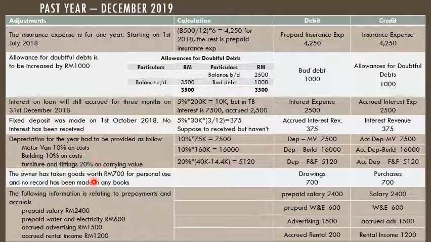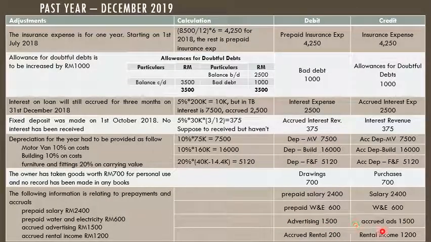Alright, and then the owner has taken goods worth 700 for personal use and no record has been made in any book. So debit drawings, credit purchases. And then for this prepayment and accruals, prepaid salary adalah asset, letak sebelah debit. Prepaid water and electricity adalah asset, letak sebelah debit. So kreditnya adalah expense tersebut lah. Accrued advertising expense adalah liability. So credit liability, debitkan advertising expense.